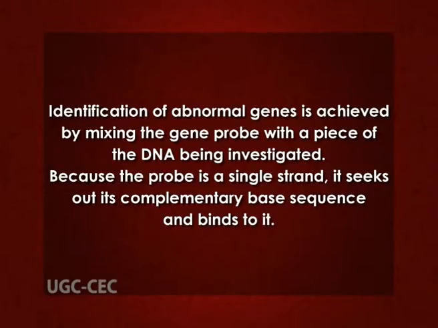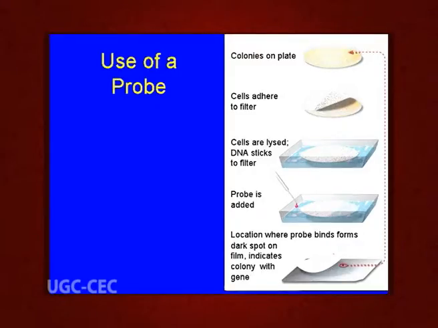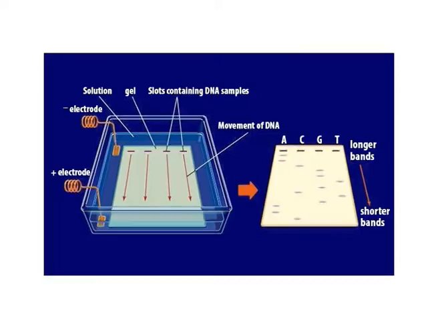Identification of abnormal genes is achieved by mixing the gene probe with a piece of the DNA being investigated. Because the probe is a single strand, it seeks out its complementary base sequence and binds to it. In this way, the probe locates exactly where the target gene is. If the gene is normal, it will bind with the probe and produce a normal sequence. If the gene is abnormal, the probe will not bind and a gap in the DNA will result. This shows up on the gel when the DNA is sequenced using electrophoresis.